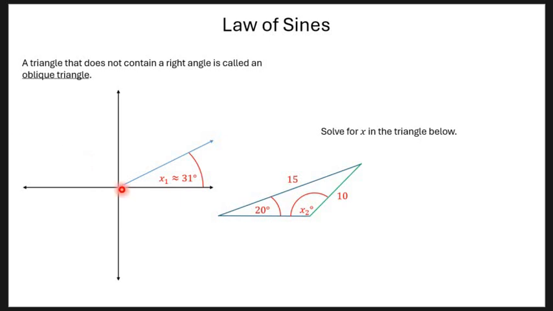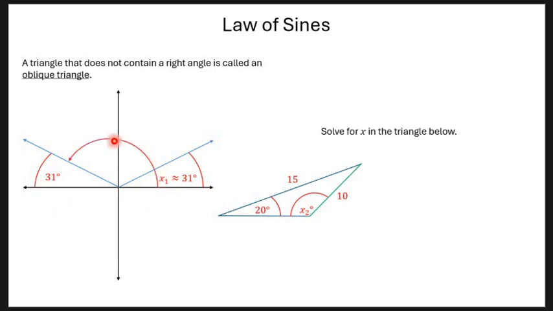quadrant, because angles in the third and fourth quadrant have negative y values, while angles in the first and second quadrant have positive y values. So the angle I'm looking for would have to be in the second quadrant, and it would have to have the same reference angle as the 31-degree angle, which would be 31 degrees.